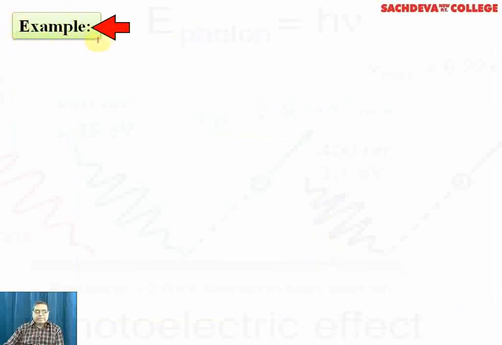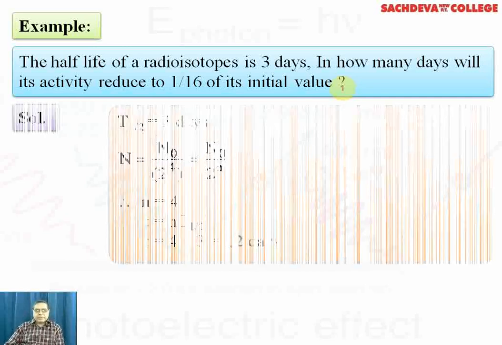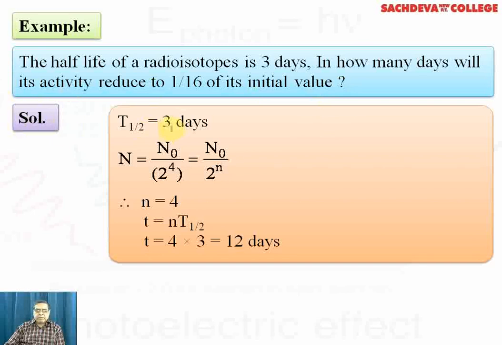Now we come towards the next example. The half-life of a radioactive isotope is 3 days. Now here the half-life is given, 3 days. In how many days will its activity reduce to 1 over 16 of its initial value? So if earlier the activity is A, then finally it will become A over 16. So how much time will A take to convert to A by 16, and the half-life of the isotope is 3 days. So to solve this question, we proceed again with the general formula, where T half is 3 days, given.